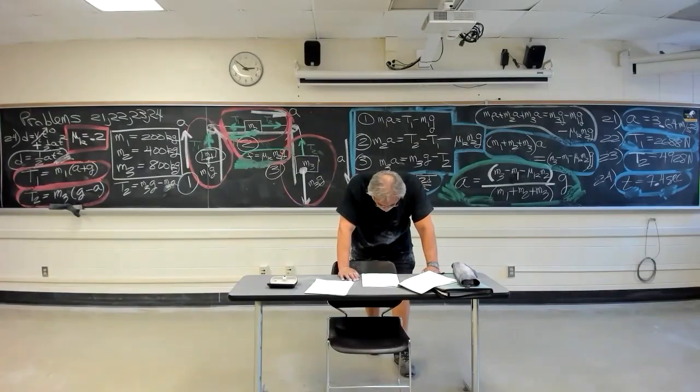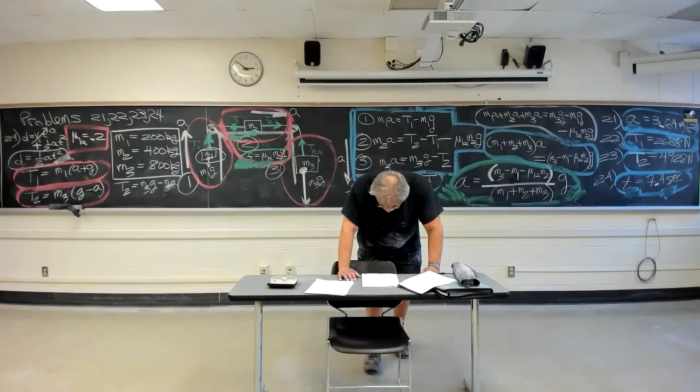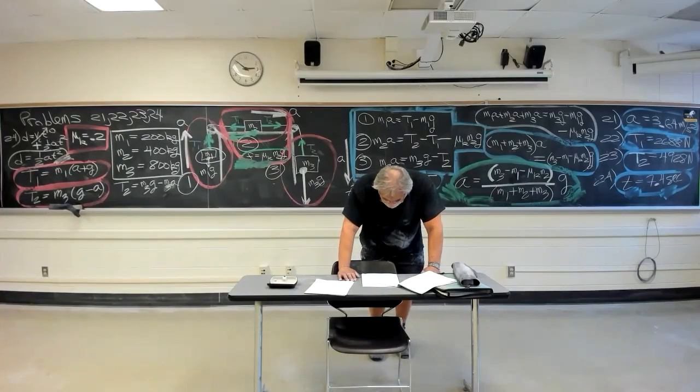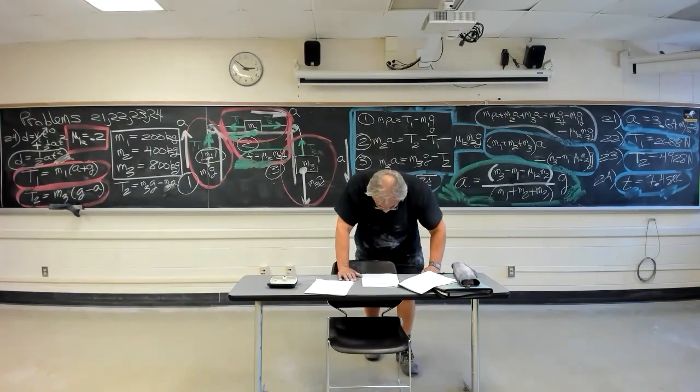25. A race car moving with a constant speed of 50 meters per second completes one lap around a circular track in 80 seconds. What is the magnitude of the centripetal acceleration of the car? It's a neat question. A race car moving with a constant speed of 50 meters per second completes one lap around a circular track in 80 seconds. What is the magnitude of the centripetal acceleration of the car?